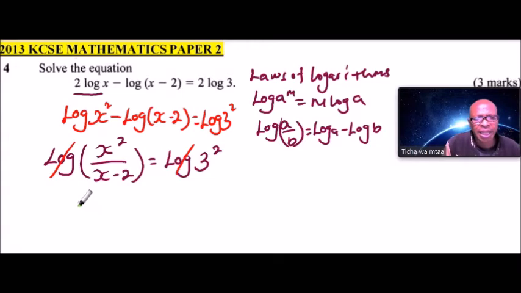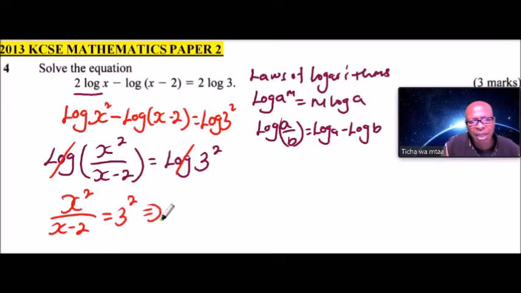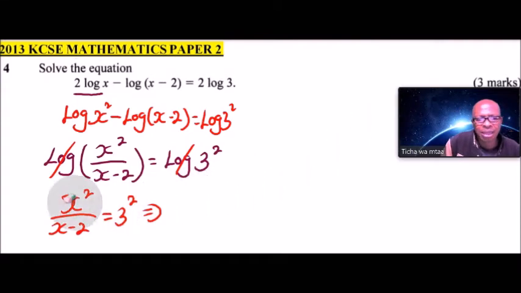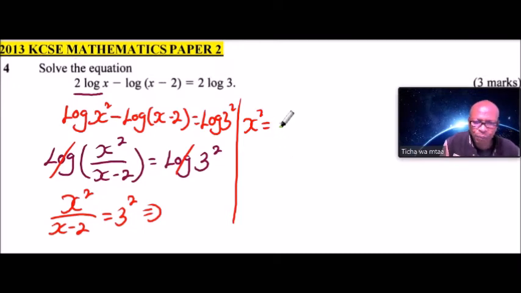Getting the argument is the same as just cancelling the logarithm, getting the anti-logarithm. So we'll be left with x squared divided by x minus 2 equals 3 squared. Now you can reorganize your equation. We can clear this for space. We can say x squared equals, we cross multiply, 3 squared is the same as 9, so it is 9x minus 18.